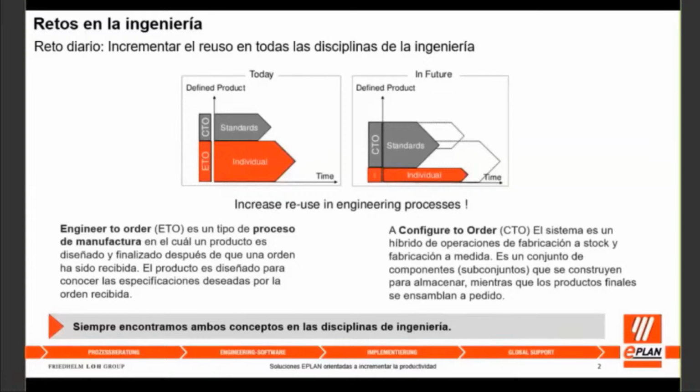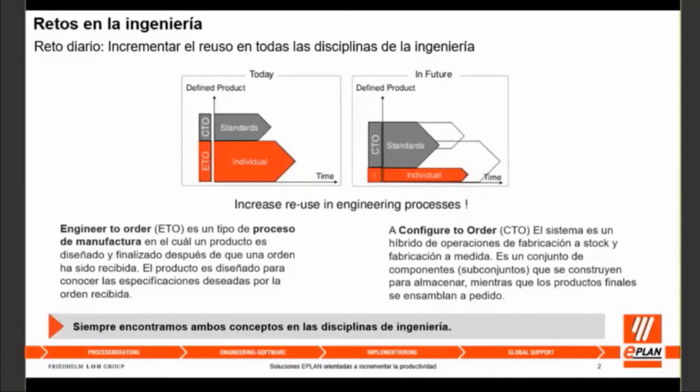Entonces aquí tenemos dos elementos que se definen como ITO y CTO. Básicamente la ITO es ingeniería individual y CTO estandarizada. Vamos a definir un poco lo que es cada uno, ¿no? El ITO es un tipo de proceso de manufactura en el cual el producto es diseñado y finalizado después de la orden recibida. O sea, básicamente es ingeniería que estoy haciendo al momento de tener una requisición en ingeniería de detalle. ¿Ok? Y el CTO es un tipo de híbrido en el cual ya están identificadas ciertas funciones y puedo seguir reutilizando.